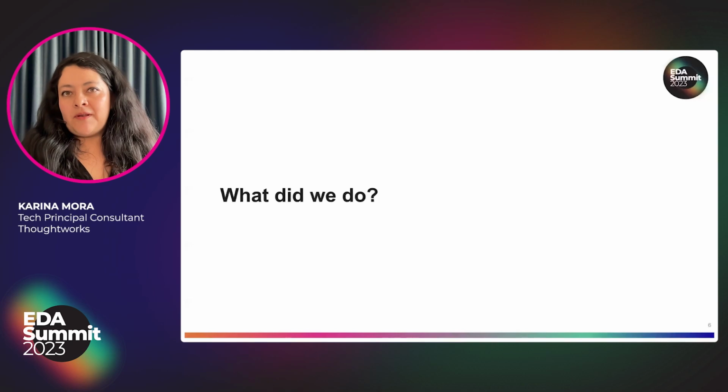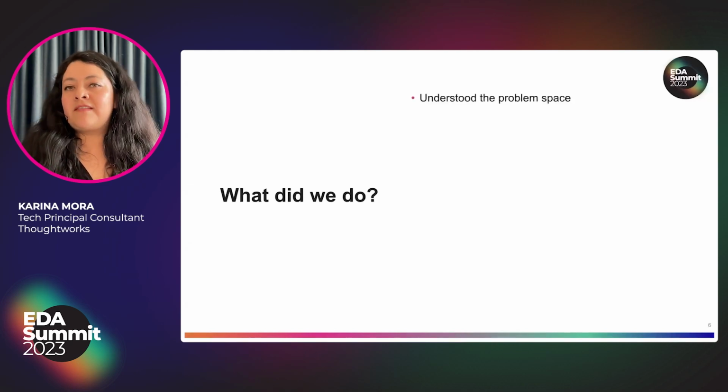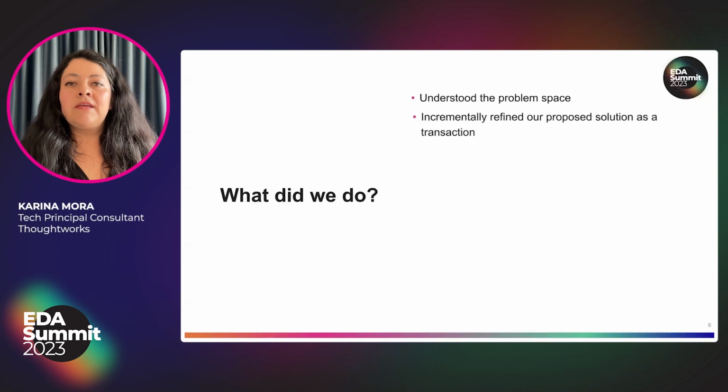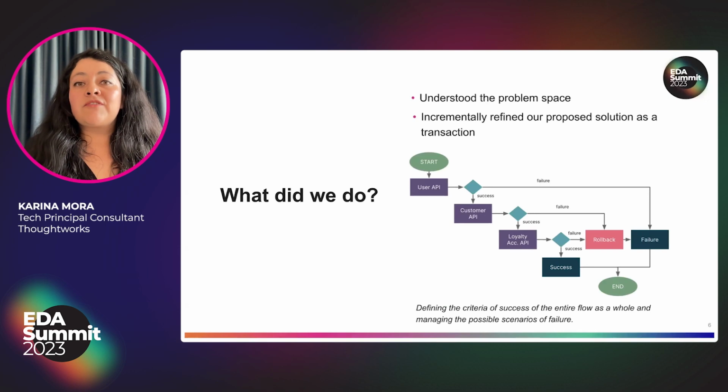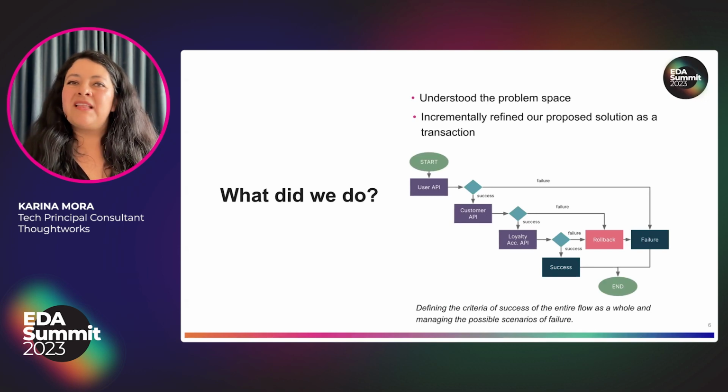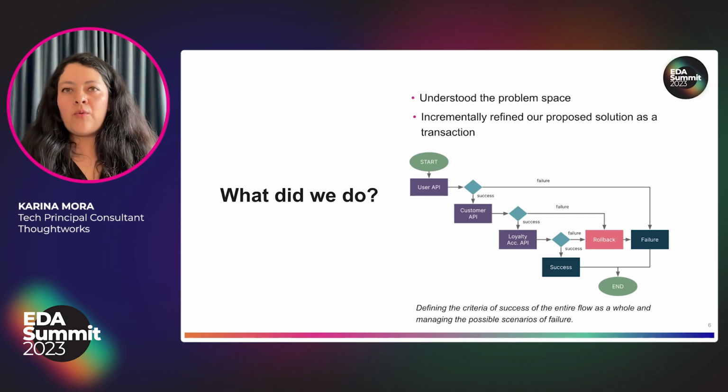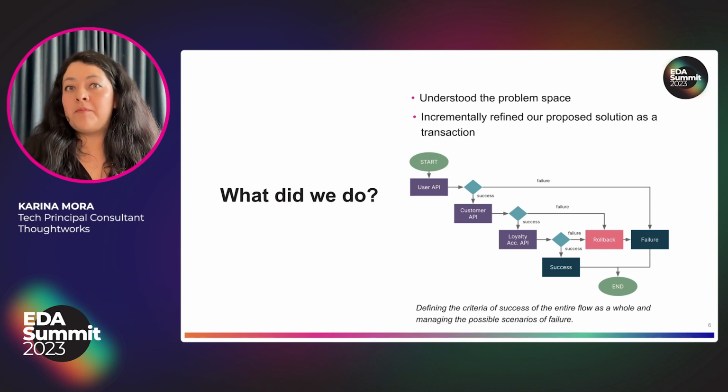With the problem we needed to solve, first we understood what the problem space was, and then we incrementally defined and refined our solution as a transaction, because we needed to migrate all the information. How this transaction looks, more or less, was something like this. We have different calls to these different APIs that belong to these different independent microservices, and we need to consider what success as a whole means and what the different error scenarios are that require a rollback. That was basically the way we designed our solution.